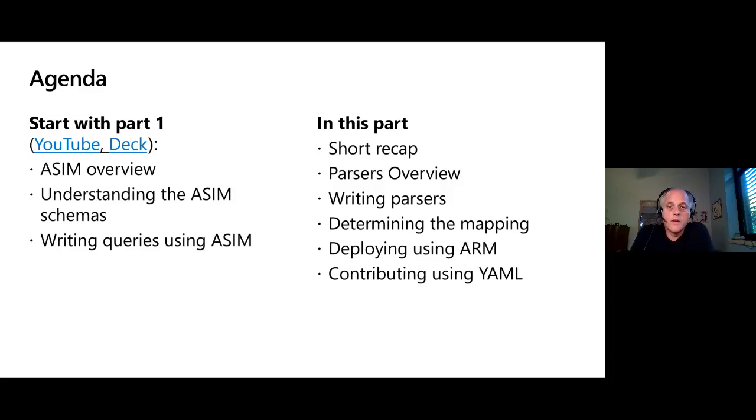ASIM is about normalizing data, and we normalize data using parsers. So we'll discuss parsers, how to write parsers, how to determine the mapping that parsers would do, and then how to actually, in production environments, deploy parsers and contribute to the GitHub repository of parsers. I love KQL. I'll try to make it a bit interactive and show demonstrations rather than a lot of slides, but there are slides here and deep material.